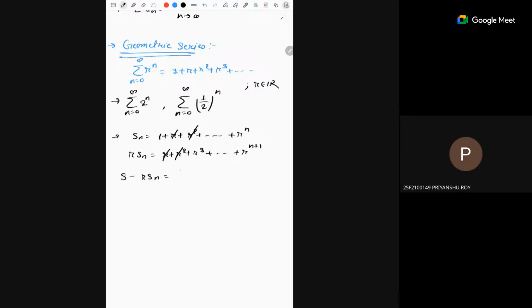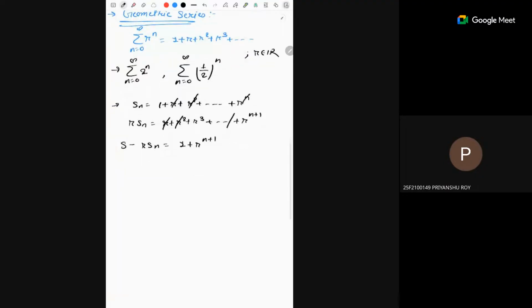See, at the end we are left with 1 minus r to the power n plus 1, right? Because every term here, r to the power n will also be there, and that will be cancelled out. So that means S minus r Sn is nothing but 1 minus r to the power n plus 1. So from here you can find out the value of Sn. So Sn is actually nothing but 1 minus r to the power n plus 1 upon 1 minus r.